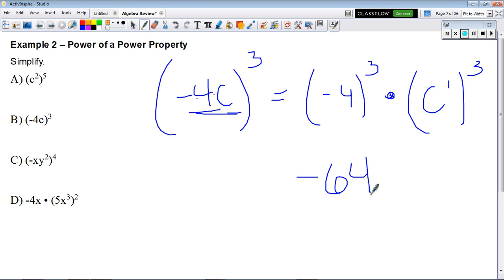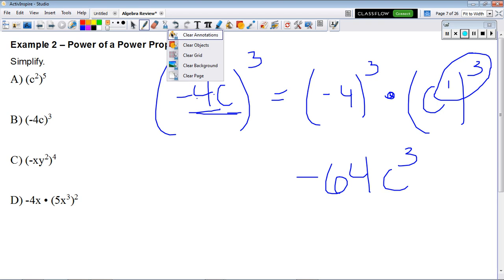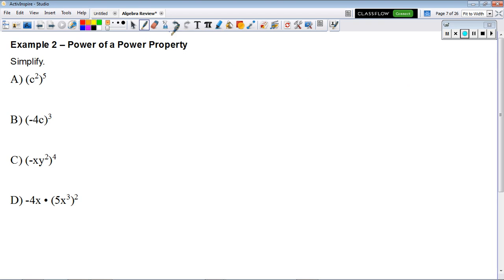And then you can apply that shortcut with the double exponents. 1 times 3 is 3, so this would be c cubed. So that's the answer for part B. For part C, notice I have two variables here. I have negative x, y squared, and this is the whole thing to the fourth power. Once again, there's no number in front of the x, so I'm going to put a 1 in there.